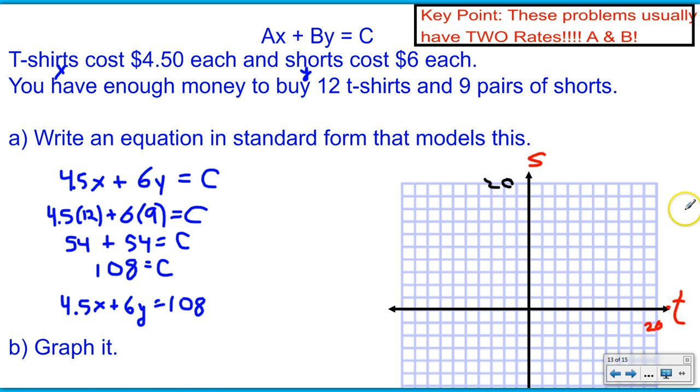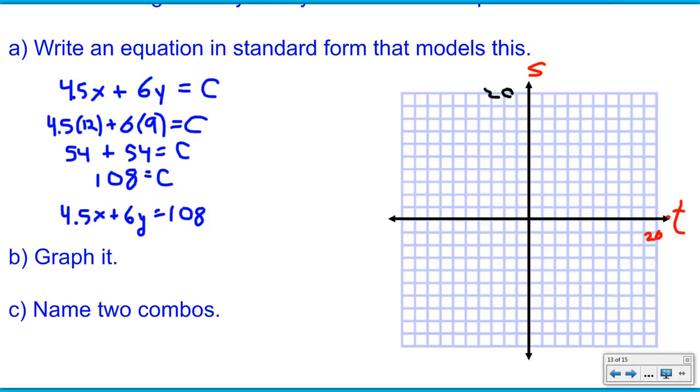Okay, so graphing it, we have some choices, don't we? This is a linear equation, and so we simply need how many points to graph it? That's right, we need 2 points. So let's start with, what if we plugged in 0 for x? Let's use our intercepts. If we plug in 0 for x, 6 times what equals 108? That's right, 6 times 18. Okay, and if we plug in 0 for y, then 4.5 times what equals 108? And that's 24. So based on this, we can start at 0 and walk 18.